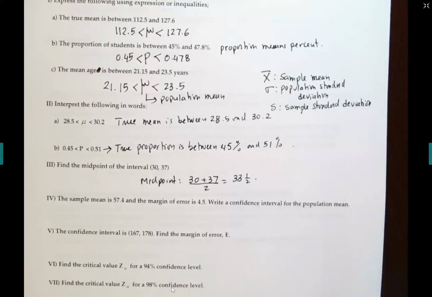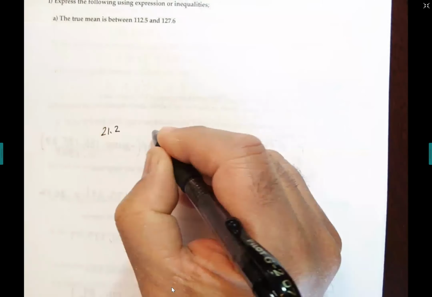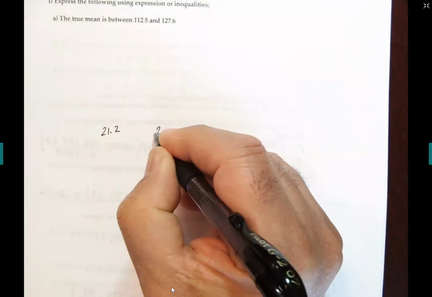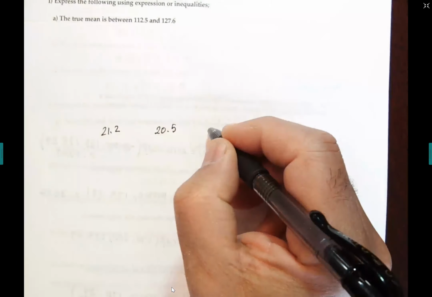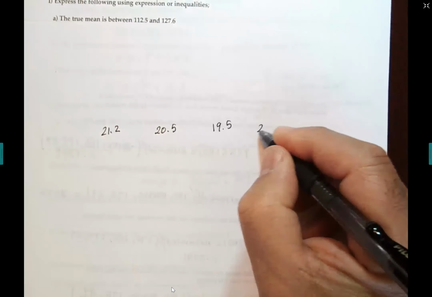So even if 20 students go out and each of them surveys 20 students or 30 students, whatever, I can assure you guys, they're going to get different averages. So let's say we have students go out and they got the following. One student surveyed 20 and got an average of 21.2. Another student surveyed 25 students and got an average of 21.5. A third student surveyed students and computed an average of 19.5. A fourth student got 20.7 years old.